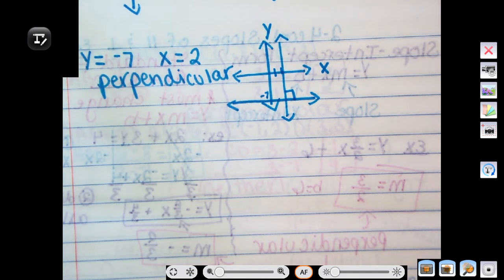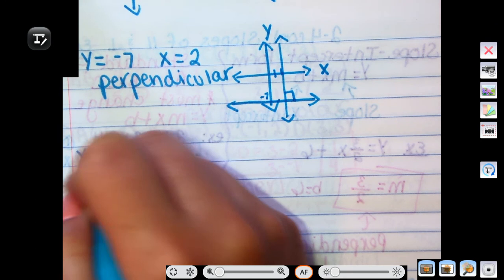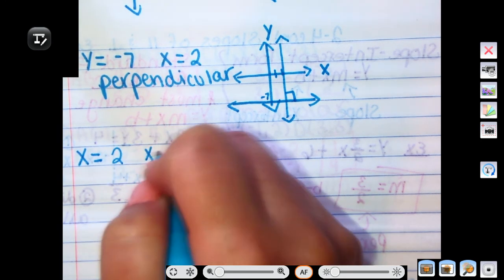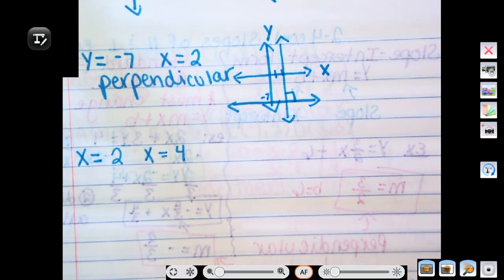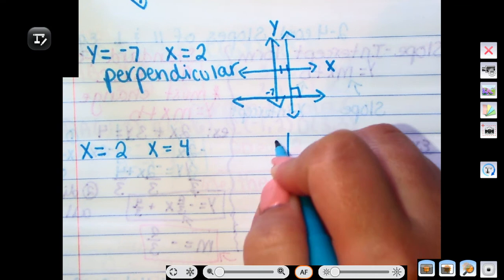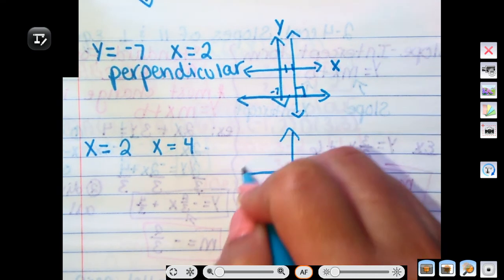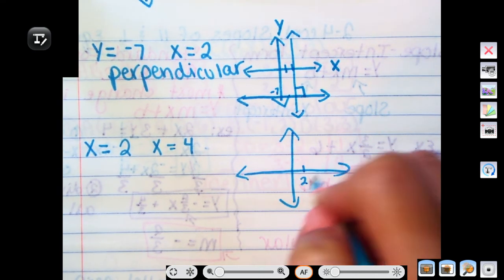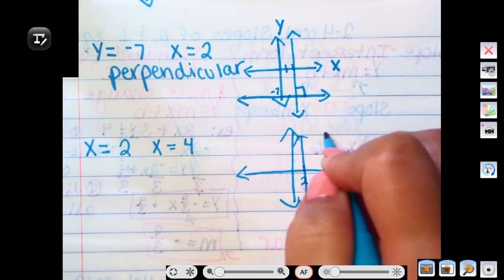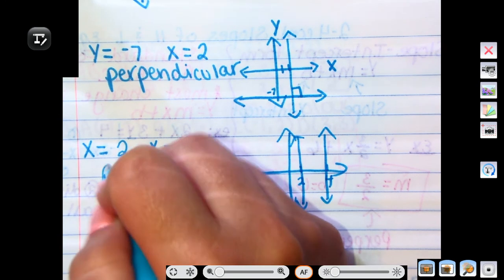Another weird one, if you had, say, x equals 2 and x equals 4. These would be 2 lines, and they would be going through 2 and 4, and they would be 2 vertical lines. So they would be parallel.